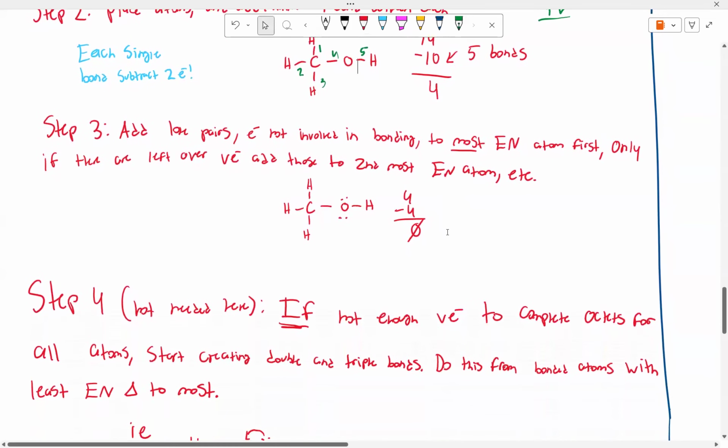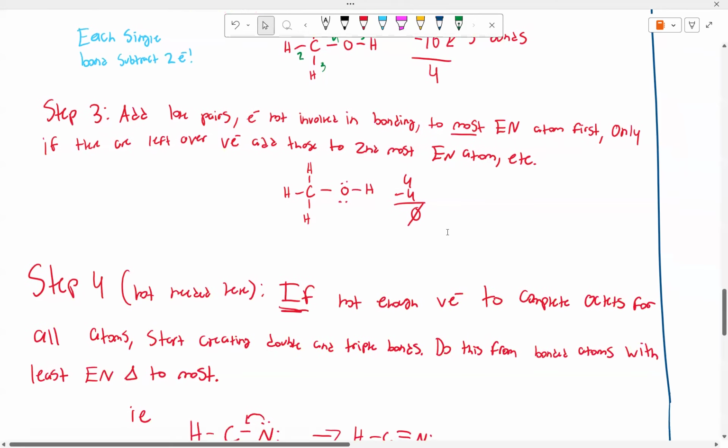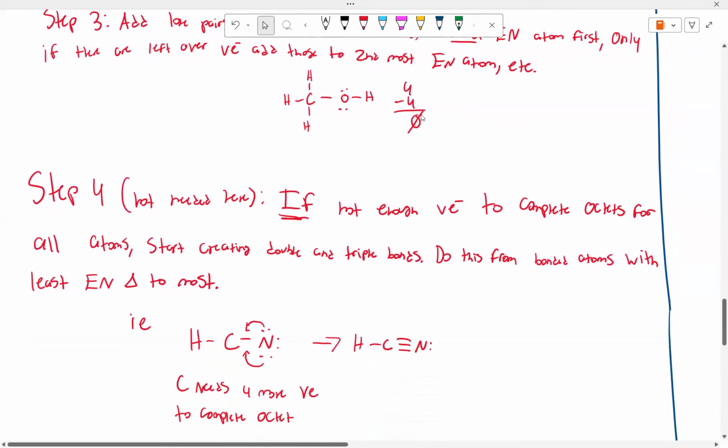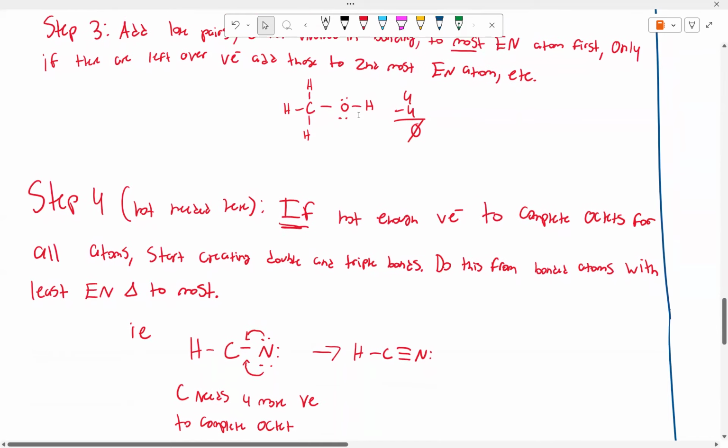Then you add the lone pairs to the atoms that are not involved in bonding. You do this first to the most electronegative atom, and only if there are leftover valence electrons do you add them to the second most electronegative atom, and so on, which eventually leaves the central atom as well. So 4 minus 4 is 0. There, we did it. That looks like a complete Lewis structure.